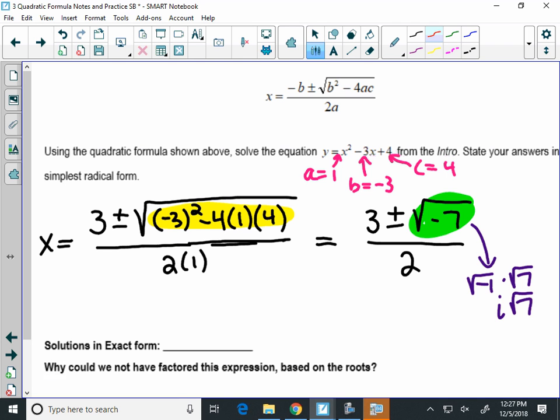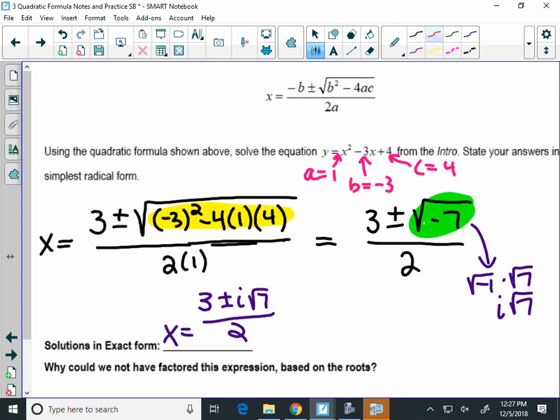So your final answer is going to be x equals 3 plus or minus i radical 7 over 2. Now, within that equation or solution I just wrote, how many numbers are there?